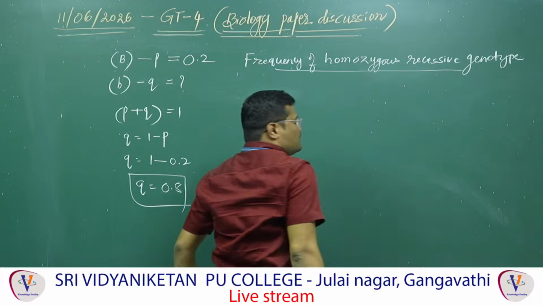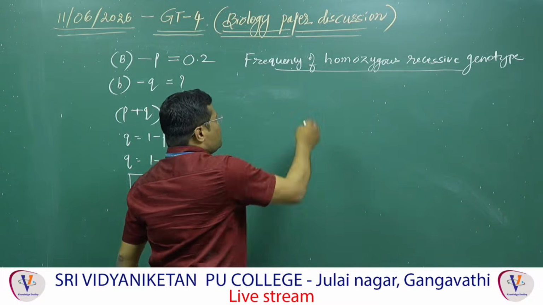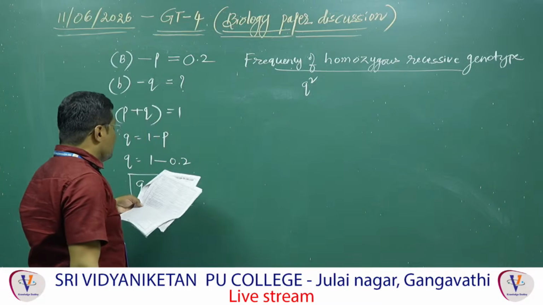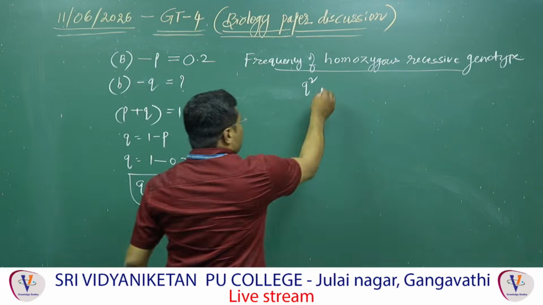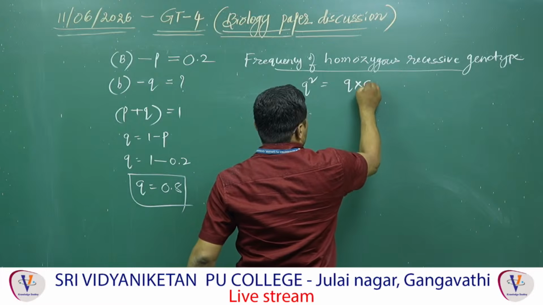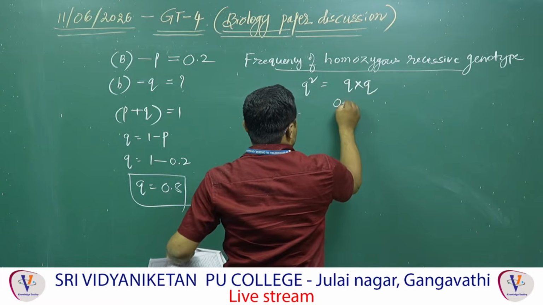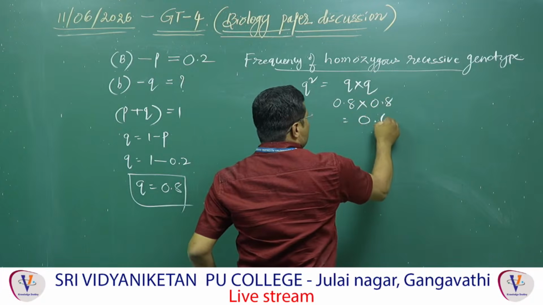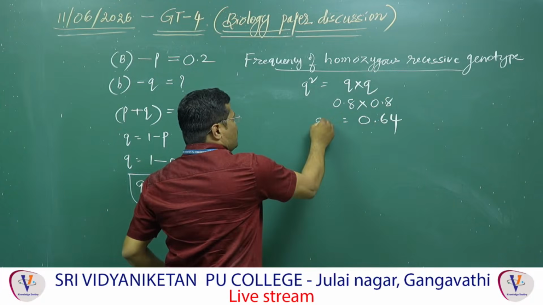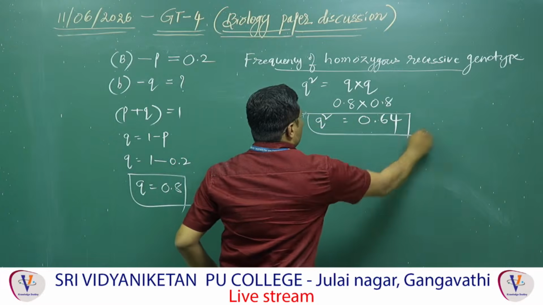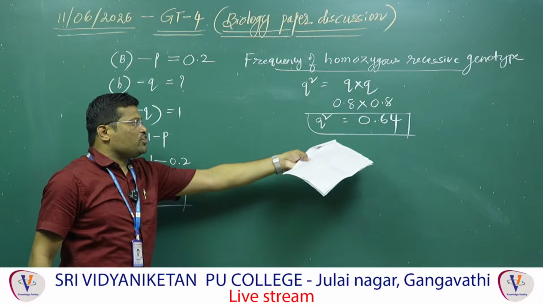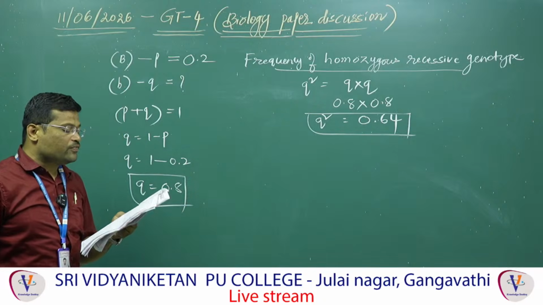Frequency of homozygous recessive genotype is represented as Q square. So we have to find out the value of Q. Q square is Q into Q. Q value is 0.8, so 0.8 into 0.8, answer 0.64. Q square is 0.64. Our frequency of homozygous recessive genotype is 0.64.